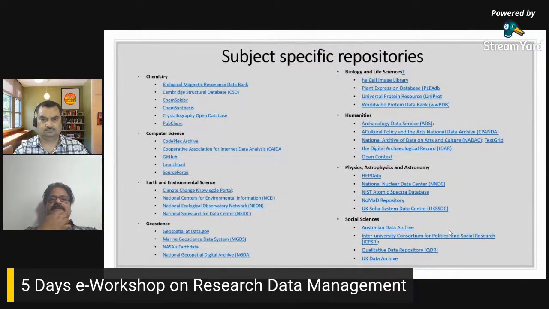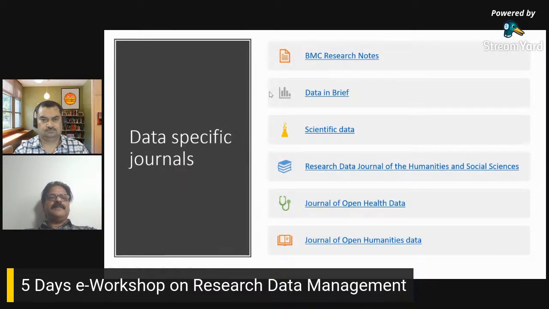And we talked about subject-specific repositories. These are some of the subject-specific repositories: chemistry, computer science, earth and environmental sciences. I have listed some of the subject-specific repositories here. You can click on the link and learn more about these repositories. And when we talked about data, data citation also.